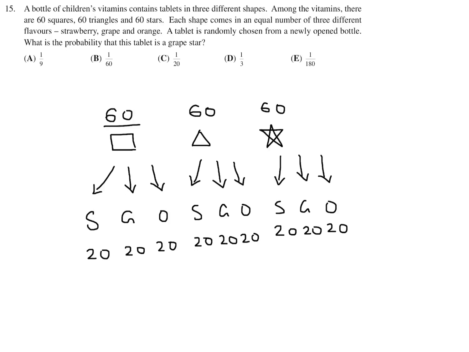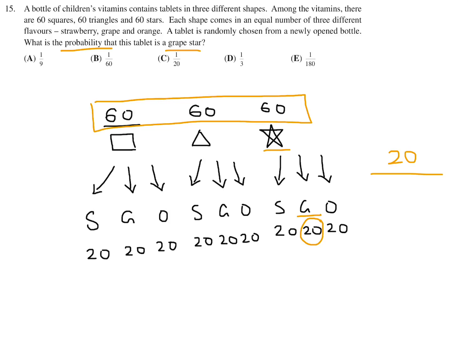So they want you to find how many are grape stars. Grape stars right here. They're grape and then they're stars. So probability: there's 20 grape stars, and in a probability question, you divide by the total. The total is 60 plus 60 plus 60, which is 180. So this is the probability. In lowest terms, that would be 1 over 9. So 15, the answer is A.